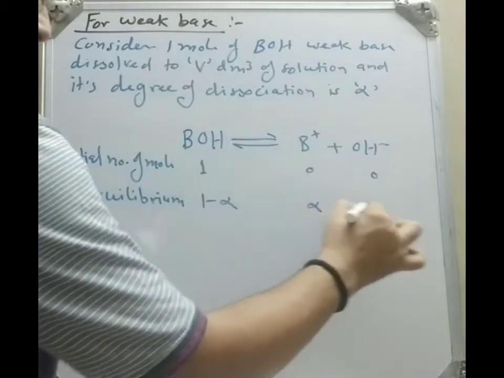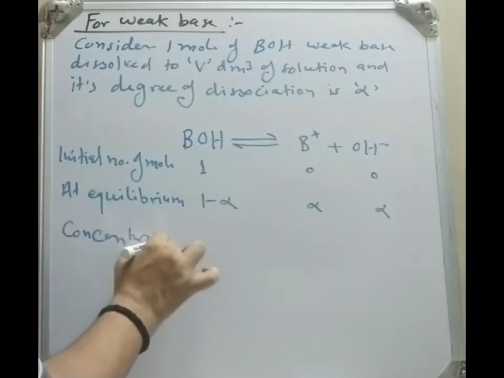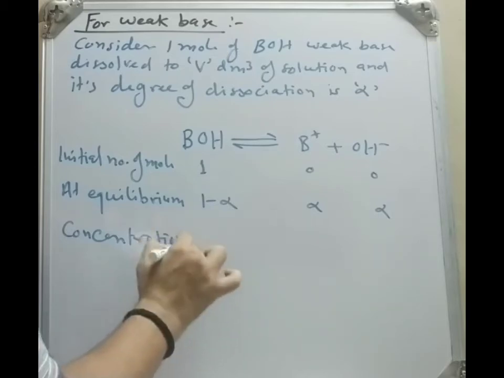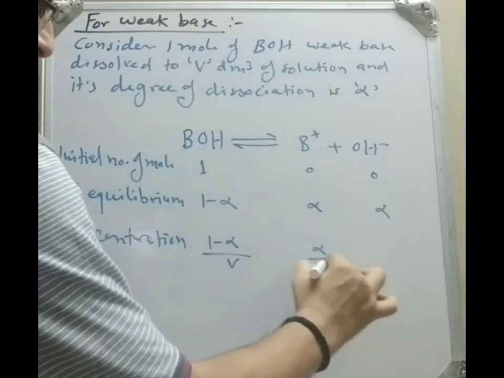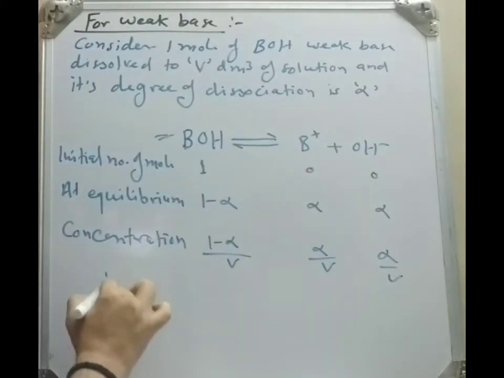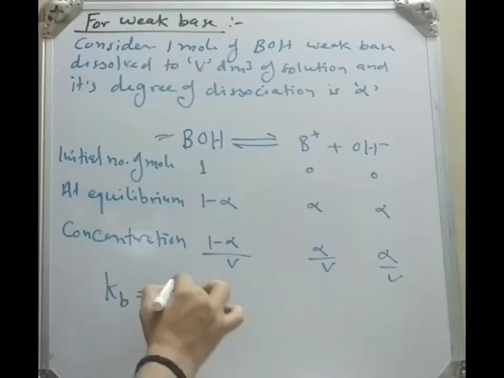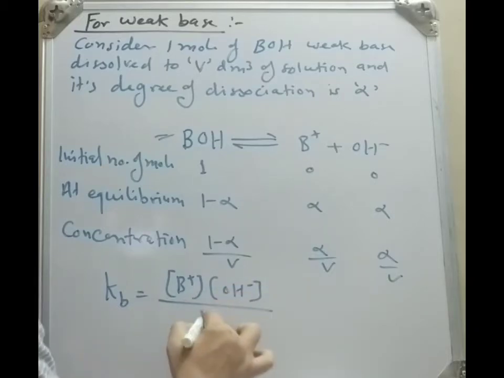Then this amount is what? Alpha and alpha. Concentrations are 1 minus alpha upon V, alpha upon V and alpha upon V. Same as for the weak acid, just instead of H plus concentration, here we write B plus concentration, and instead of A minus, we write OH minus. Now when we apply the law of mass action, Kb is equal to B plus concentration times OH minus concentration upon BOH concentration.